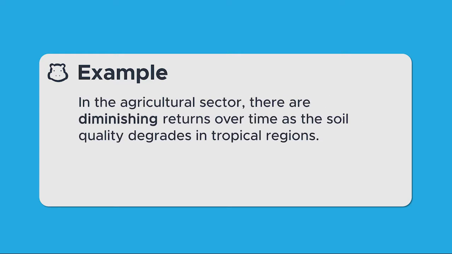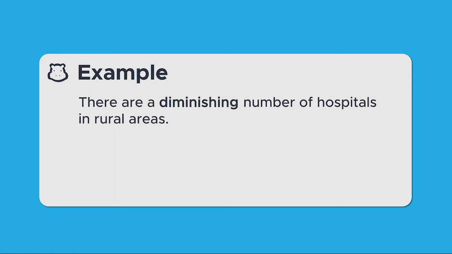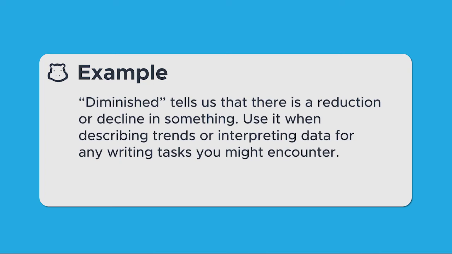In the agricultural sector, there are diminishing returns over time as the soil quality degrades in tropical regions. There are a diminishing number of hospitals in rural areas. As you can see in the above examples, diminish tells us that there is a reduction or decline in something. Use it when describing trends or interpreting data for any writing tasks you might encounter.